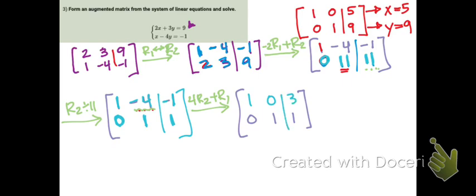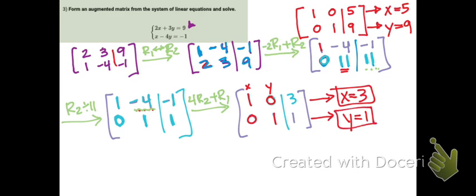So now we have this in our simplified form, and again, remember this is our x and our y, so this first row is telling us 1x plus 0 y's is 3, or x equals 3. Our second row is telling us 0 x's plus 1 y is 1, or y equals 1.